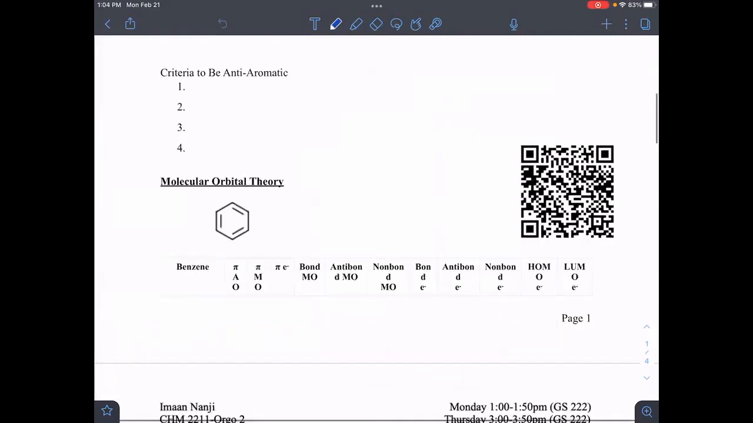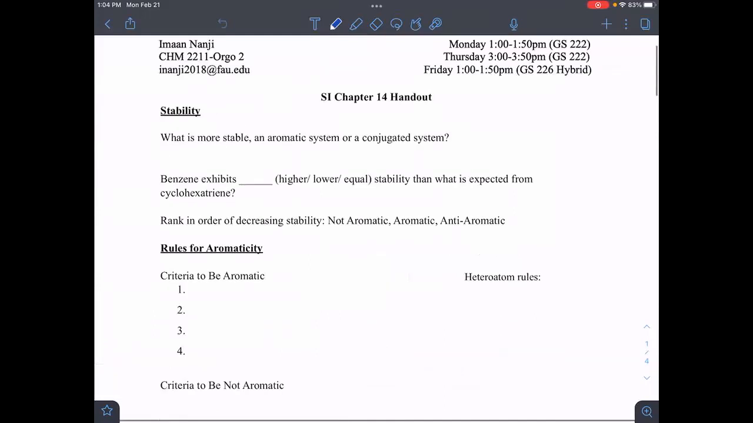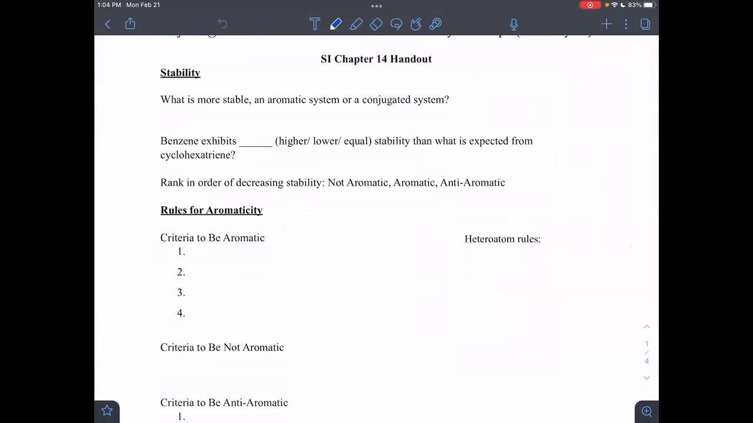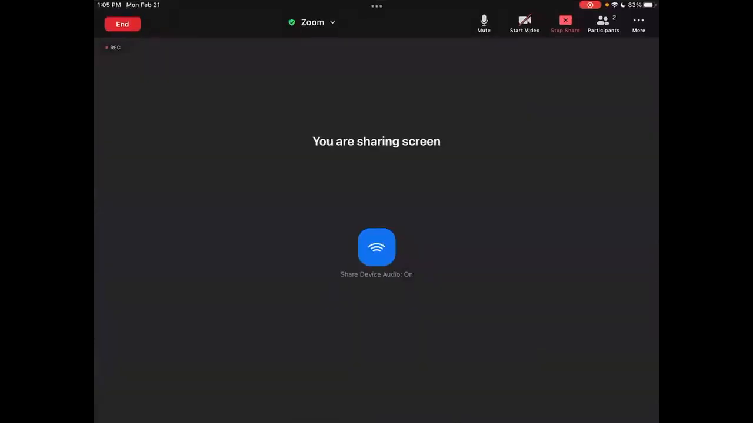So chapter 14 is aromaticity. It's really easy, really simple, lovely, but it's also a little bit confusing. But there's just a few rules that you should know. And once you use those and can apply those to everything, you're pretty much set for this chapter.